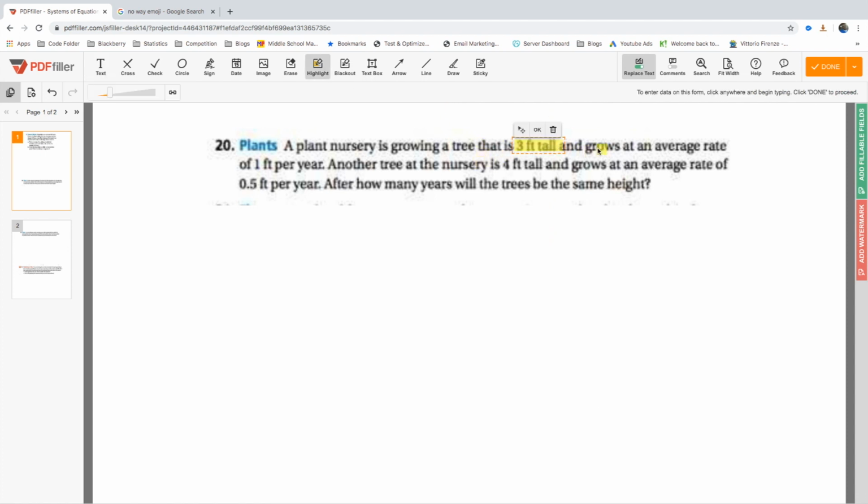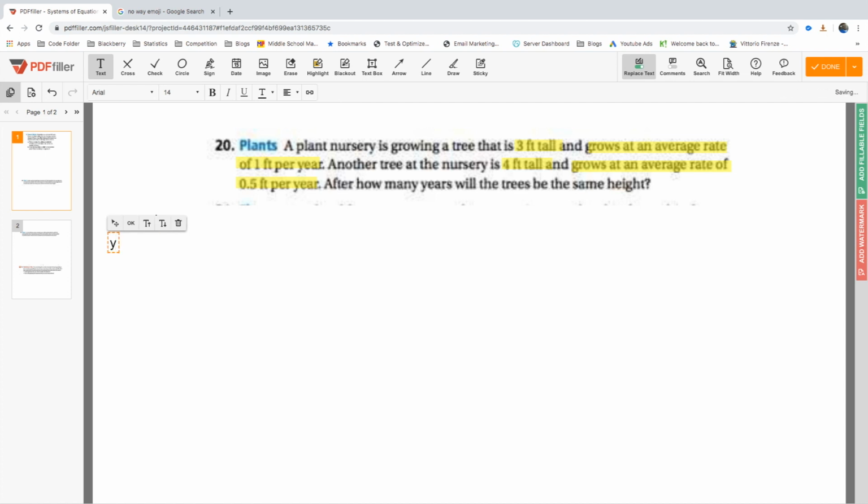And this one says a plant nursery is growing a tree that is 3 feet tall and grows at an average rate of 1 foot per year. Another tree at a nursery is 4 feet tall and grows at an average rate of 5/10 feet per year. After how many years will the trees be the same height?